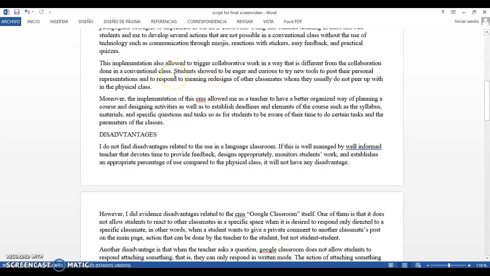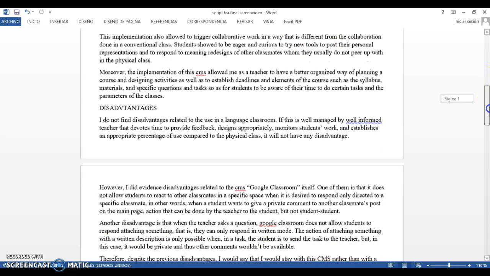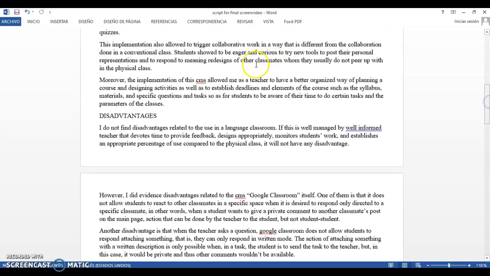This implementation also allowed to trigger collaborative work in a way that is different from the collaboration done in a conventional class. Students showed to be eager and curious to try new tools to post their personal representation and to respond to meaning redesigns of other classmates whom they usually do not pair up with in the physical class. Moreover, the implementation of this course management system allowed me as a teacher to have a better organized way of planning a course and designing activities, as well as to establish deadlines and elements from the course, such as the syllabus, materials, and other aspects.